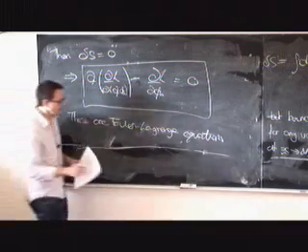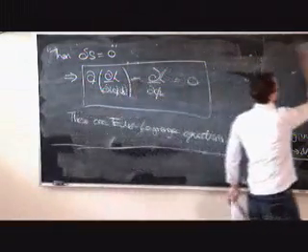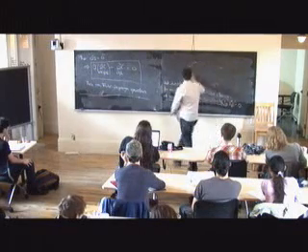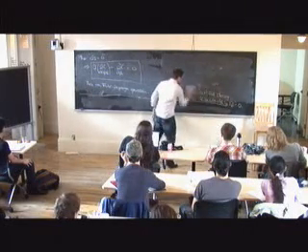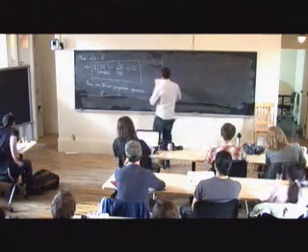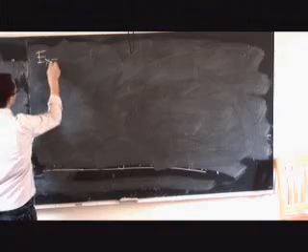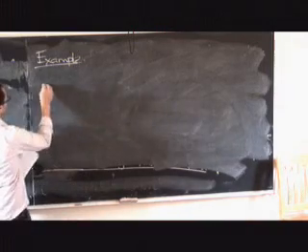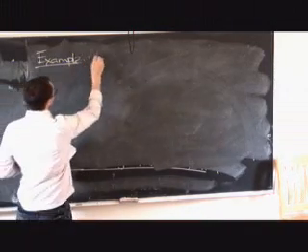Let me just do one example very quickly. So I'll do one example, and then I'll just set a couple more as exercises for you to do at some point. So the example is going to be the Klein-Gordon equation.